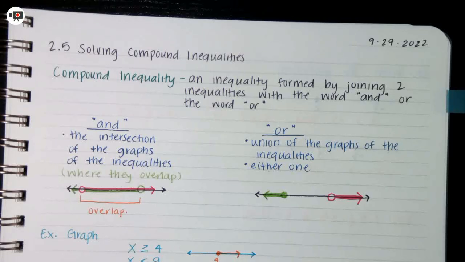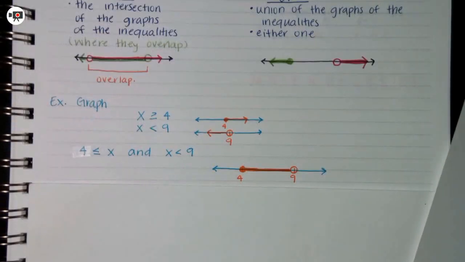Now if I graph 4 is less than or equal to x and x is less than 9, I can put them together on one graph and it will be this middle portion.